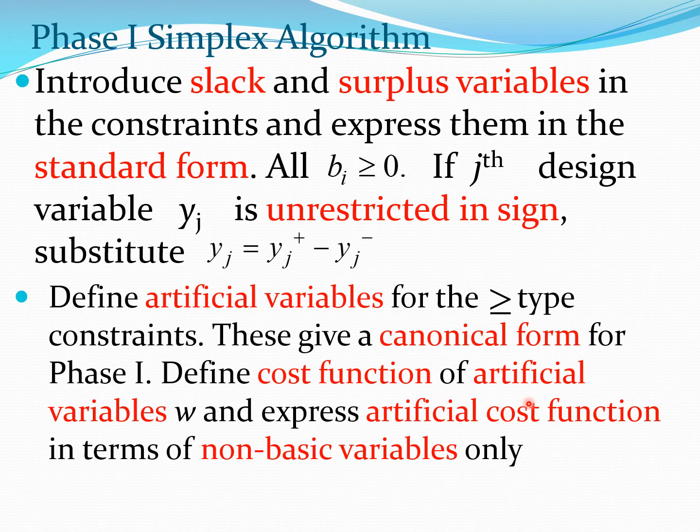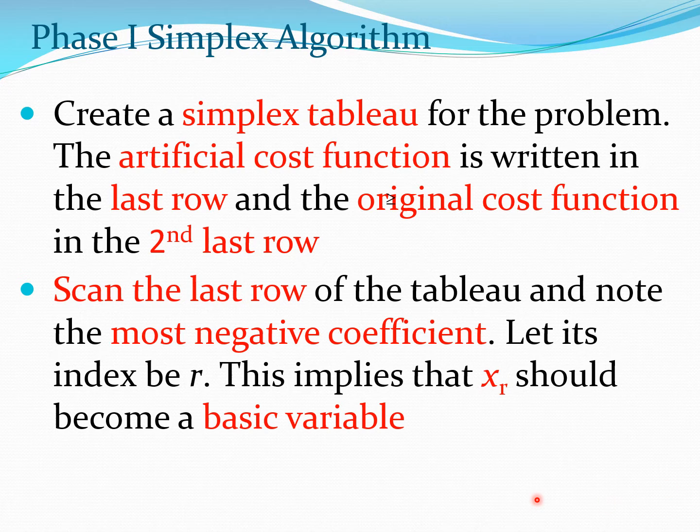Now define the cost function of the AVs, which is known as W, and express this new cost function W in terms of only the non-basic variables. Create a simplex tableau for the problem. The cost function W is written in the last row and the starting cost function in the second last row of this tableau. You scan the last row of the tableau, which corresponds to the new cost function W, and note the most negative coefficient. Let the index be r. This implies that x_r should become a basic variable.